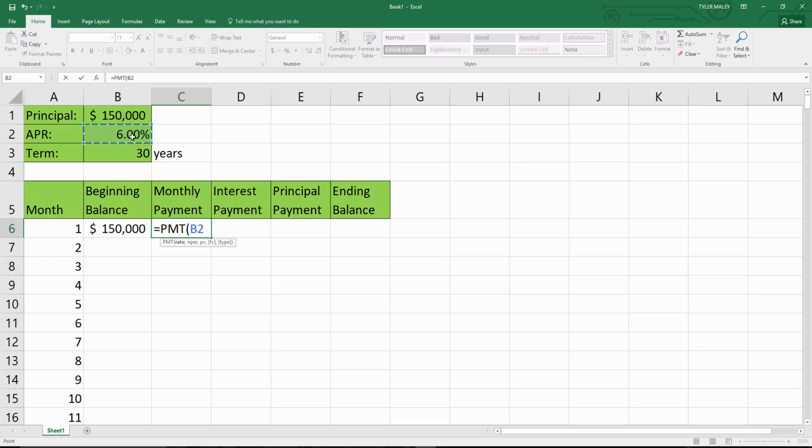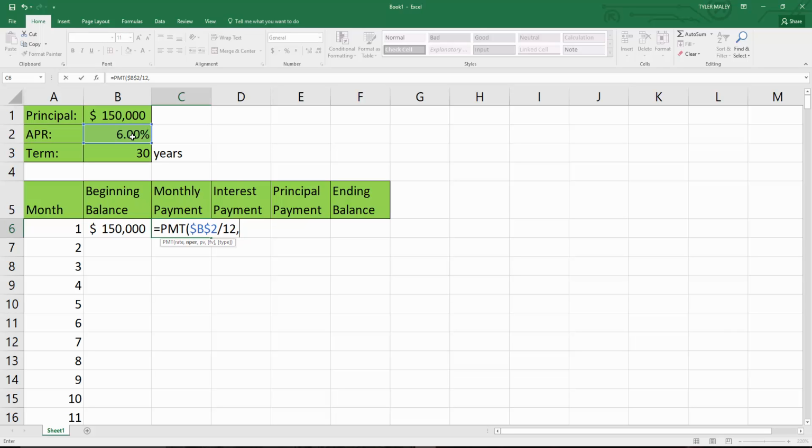And eventually I'm going to want to pull these formulas down. So if you think about this for a moment, you'll realize we need to lock that in. So we should have $B$2. And since this is an annual rate and I'm doing monthly payments, I need to divide this by 12, so that represents my periodic rate.